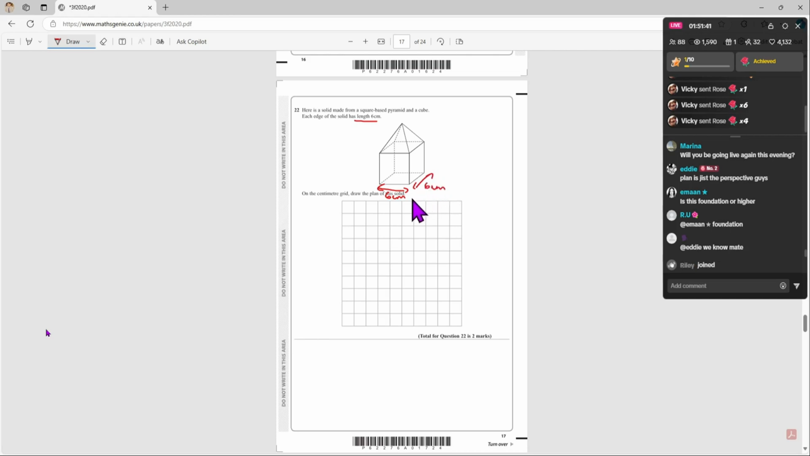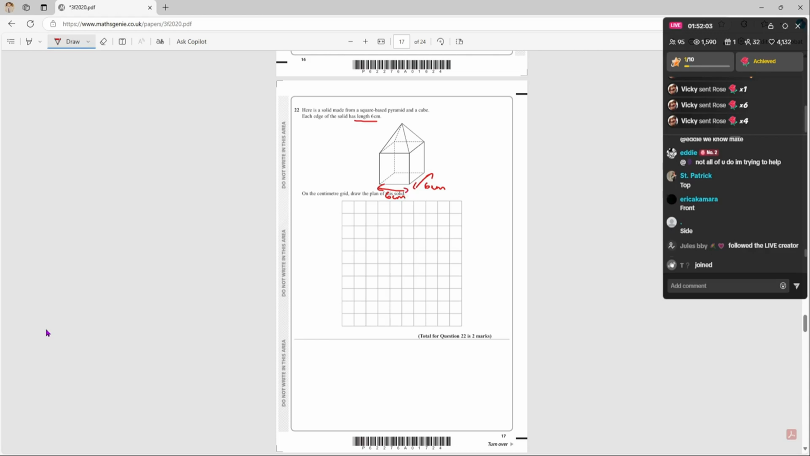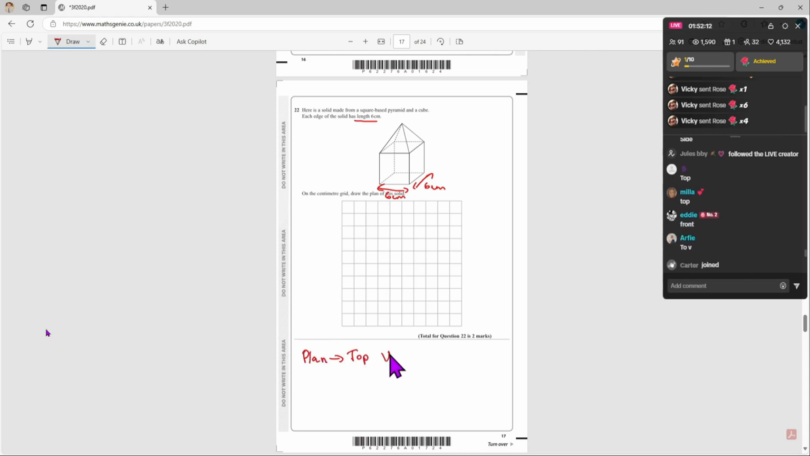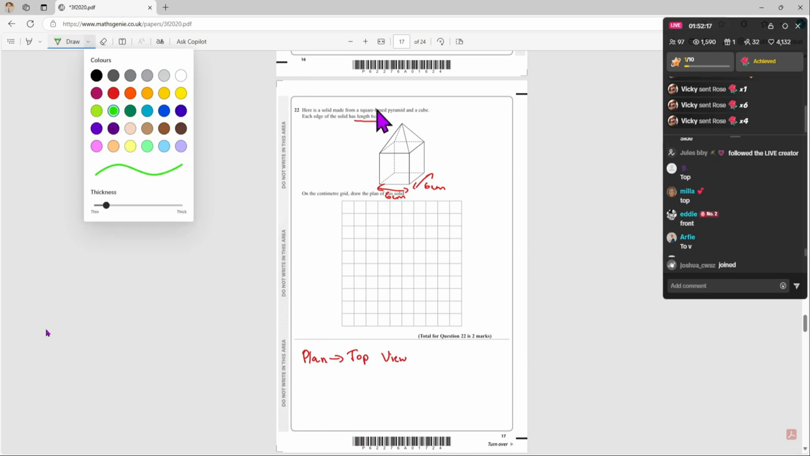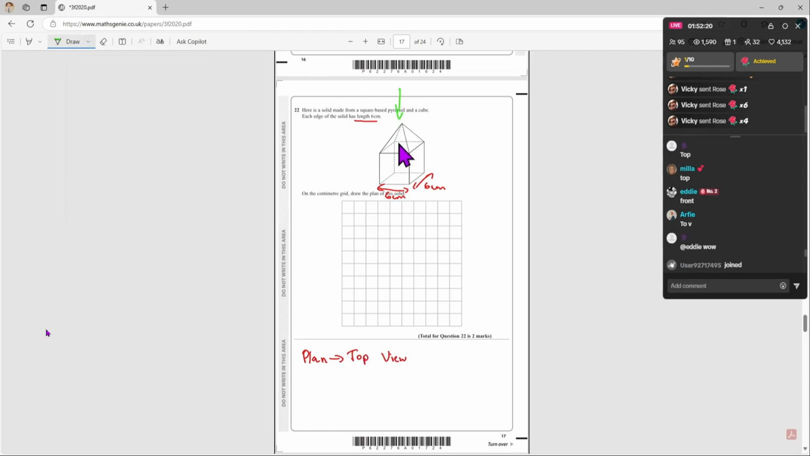Okay? So in the chat, tell me, is the plan the top view, the top perspective, if you look from the top, or the side perspective, or the front perspective? Is it the top, side, or front? You guys should know that. So the plan is the top view. How will the shape look if you're looking at it directly from the top?